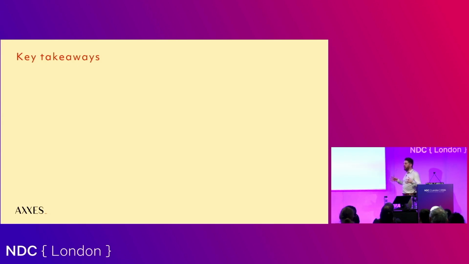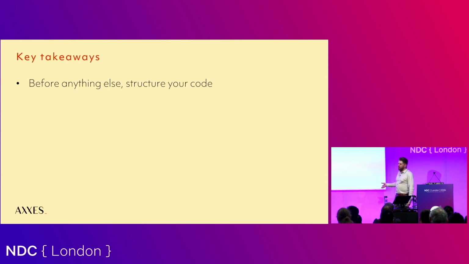So let's wrap things up so you can grab a cup of coffee. The key things that I want you to take away from this session is, before anything else, structure your code. Make sure that the code inside your single project is easy to deal with and easy to evolve. It's the thing that's going to cause your team the most friction in the long run, and it's worth investing time in.